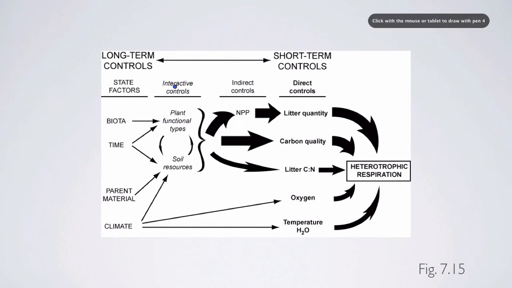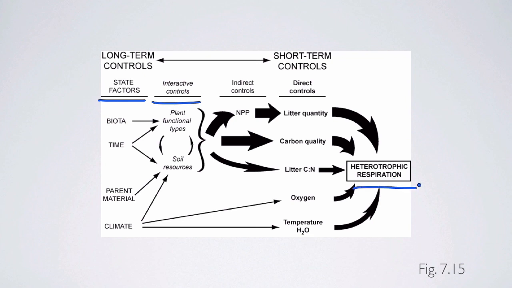If we work our way backwards and think about how biota, time, parent material, and climate come in, climate has direct effects on heterotrophic respiration. So warmer, wetter climates are going to have more water, higher temperatures. So there's a direct effect. But also climate determines soil resources. And it's the soil resources that determine NPP, as well as the quality of the carbon and C to N ratios, for example. So just like we saw with other ecosystem factors, the state factors and interactive controls have both indirect and direct effects here on heterotrophic respiration, that is decomposition.